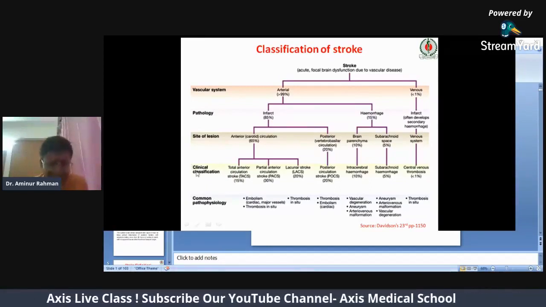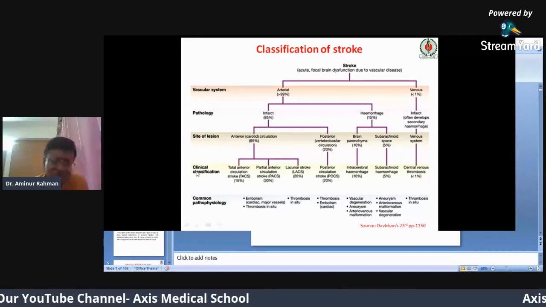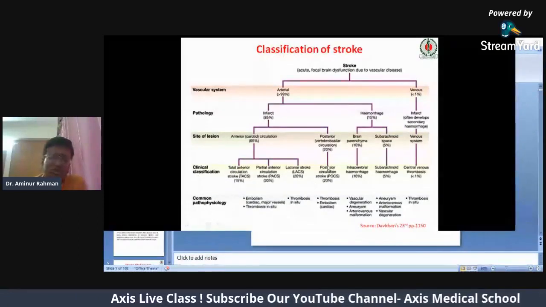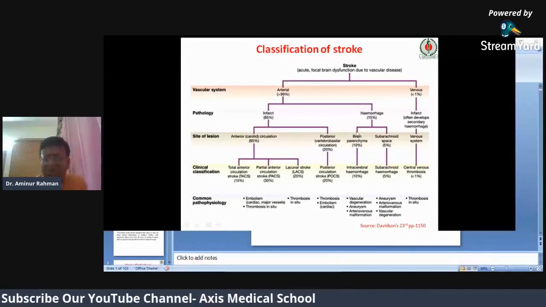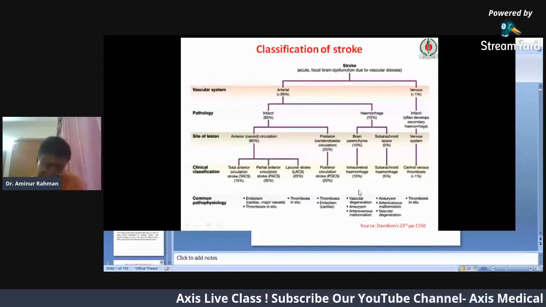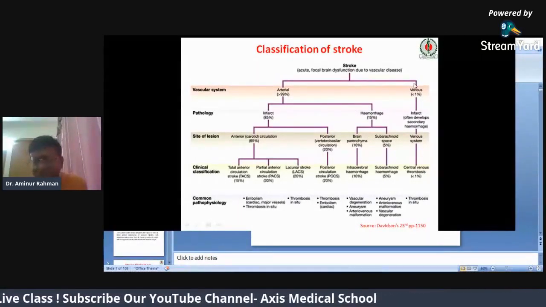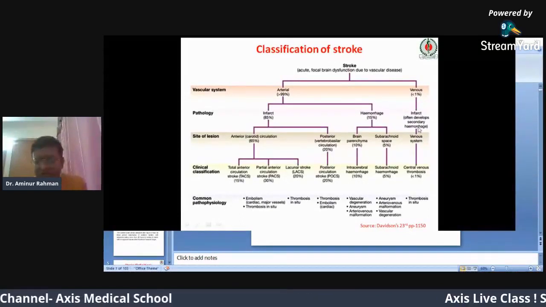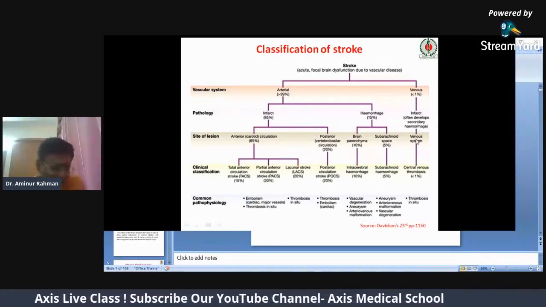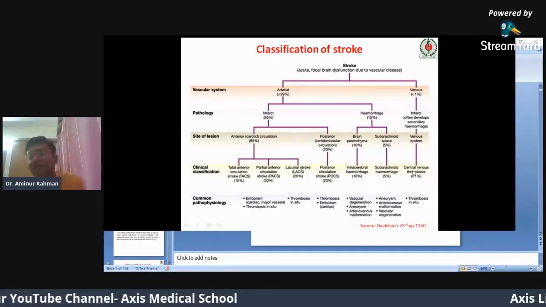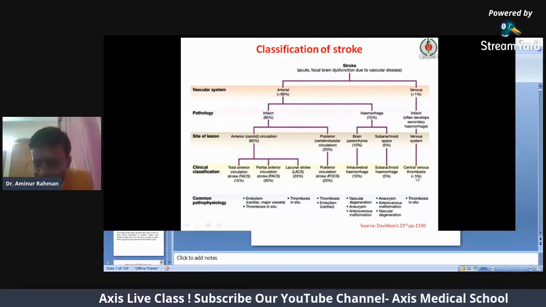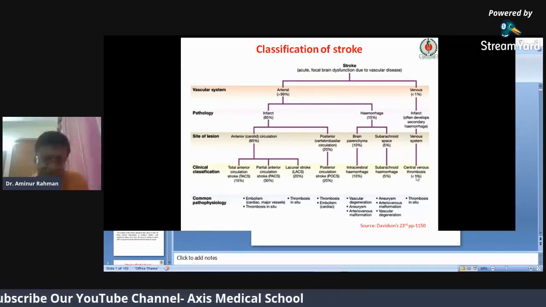In the clinical classification of ischemic stroke: total anterior circulation stroke, partial anterior circulation stroke, lacunar stroke, and posterior circulation, vertebrobasilar stroke. In hemorrhagic stroke, it may be brain hemorrhage, that is intracerebral hemorrhage, and then subarachnoid hemorrhage. Venous stroke is usually an infarct, and it may be hemorrhagic. In fact, it usually affects the venous system: cerebral venous sinus thrombosis. By site, it may be called superior or inferior cerebral venous sinus thrombosis, superior sagittal venous sinus thrombosis, like that.